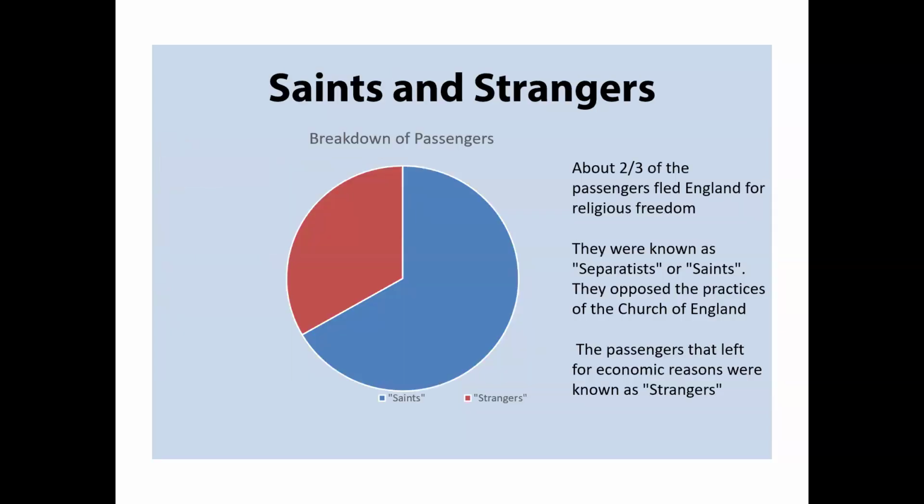Now, when we think about the makeup of the passengers, we know a lot of them were pursuing religious freedom, what we call the separatists or the saints. These are the ones that were actively opposing the practices of the Church of England, and these were largely made up about two-thirds of the passengers that had fled. Now, the other remaining third were what we call the strangers. These were more of the merchants that were trying to leave for economic reasons. Thinking about how much money would have been involved to make this journey, you find that a lot of these families were usually pretty well off, the ones that were able to afford this passage.